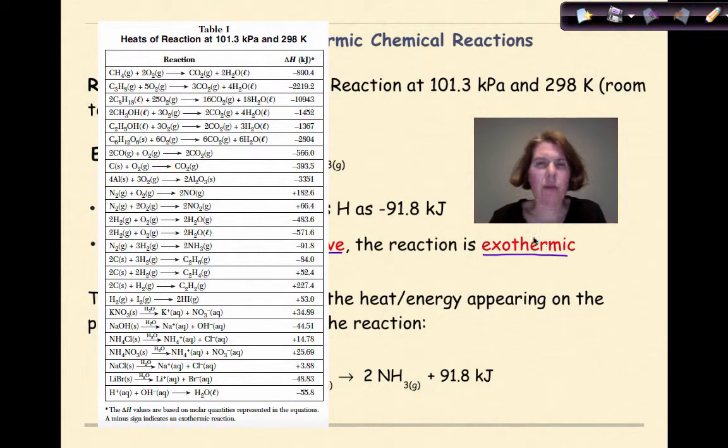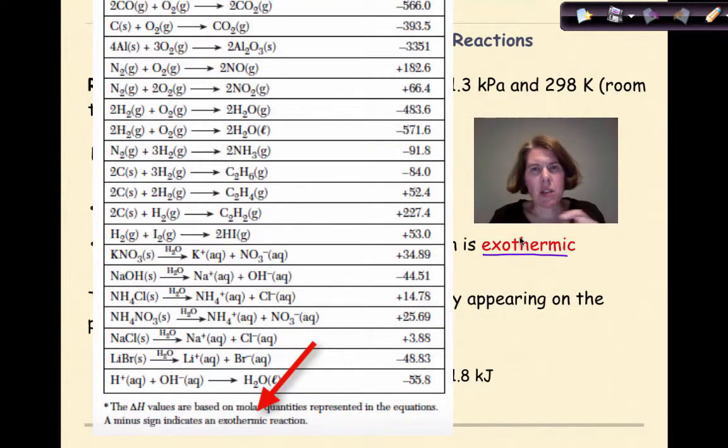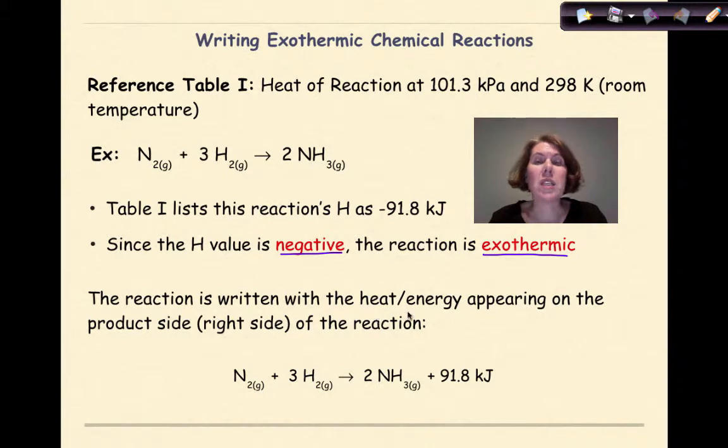And if you're looking at your reference table right now and you look at the very bottom, you'll see that there's a little asterisk and it says the values that are negative are exothermic. So that's something to keep in mind. The reaction is written with the heat/energy appearing on the product side or the right side of the reaction. So if you want to represent heat as an exothermic reaction, you want to list it as a product, which is why we would write it over on this side over here.